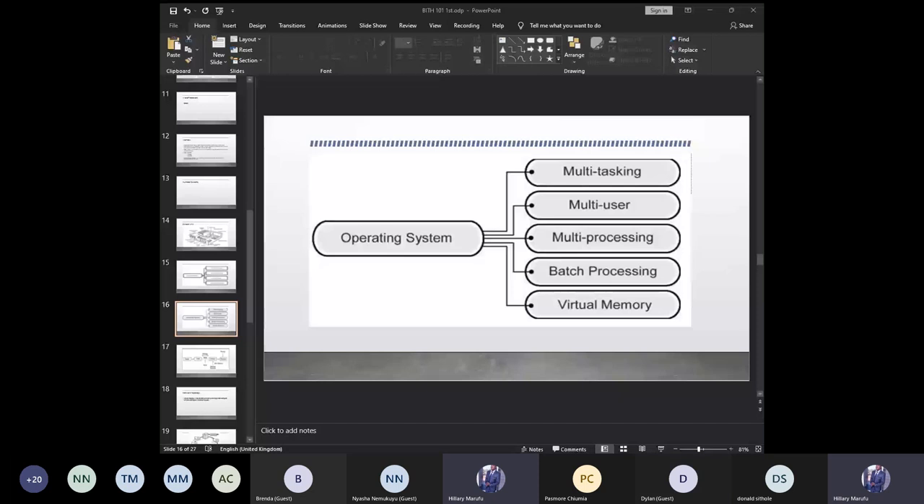So yes, you're very right. There are different types of operating systems. In those types of operating systems, we've now got different examples of operating systems.